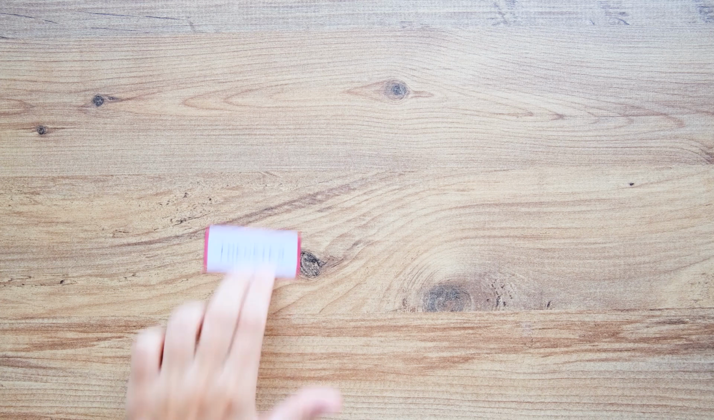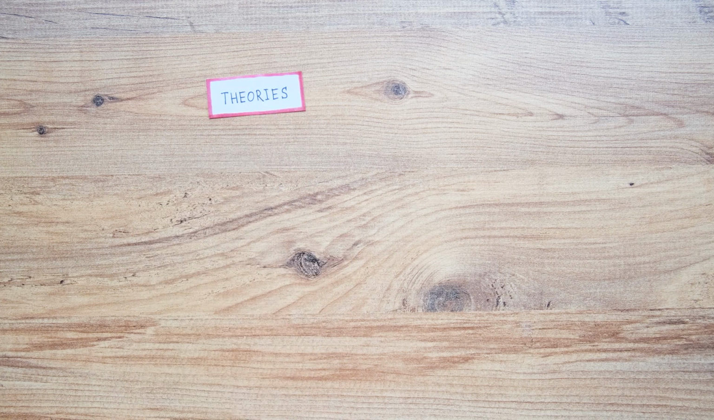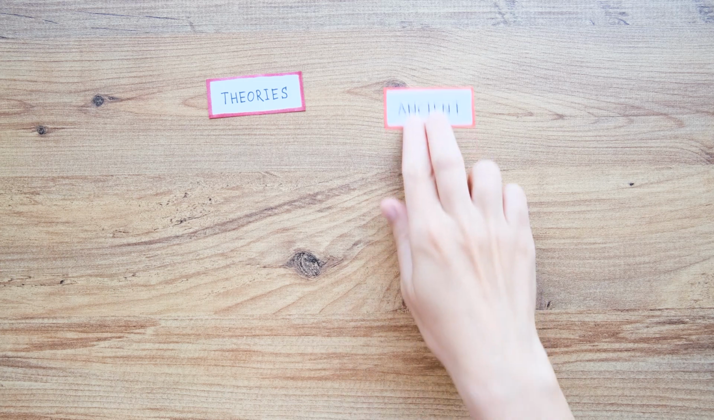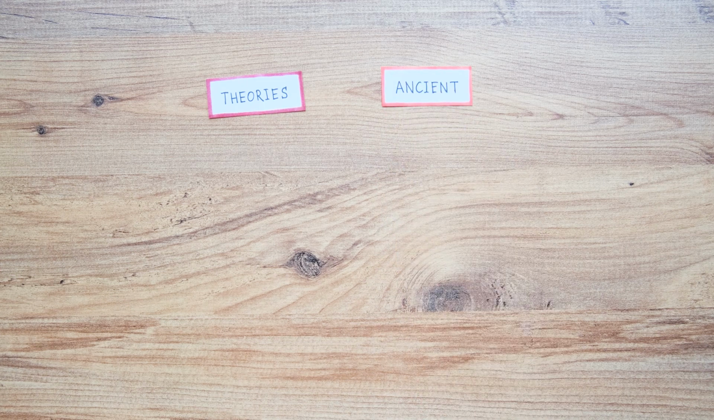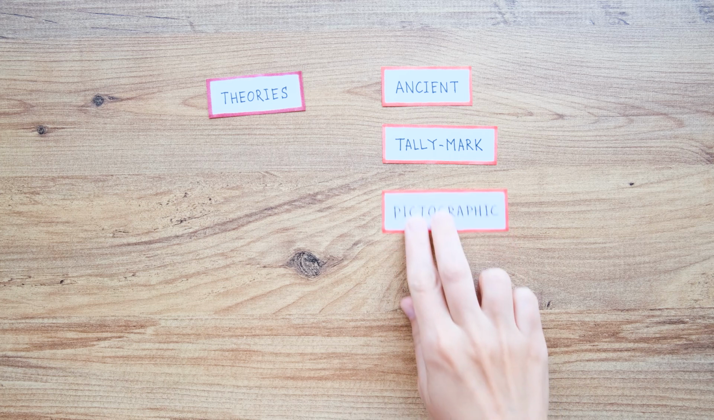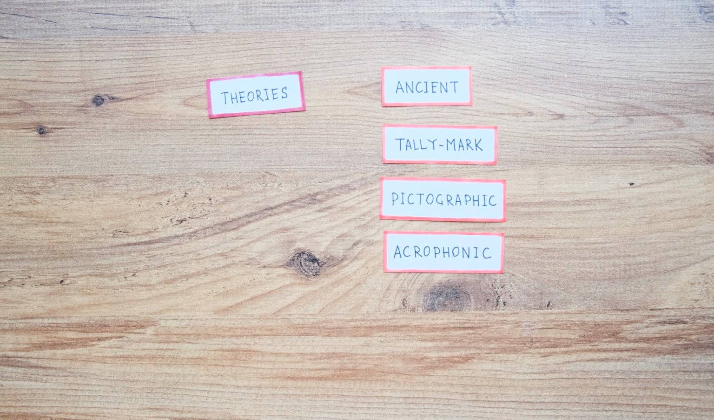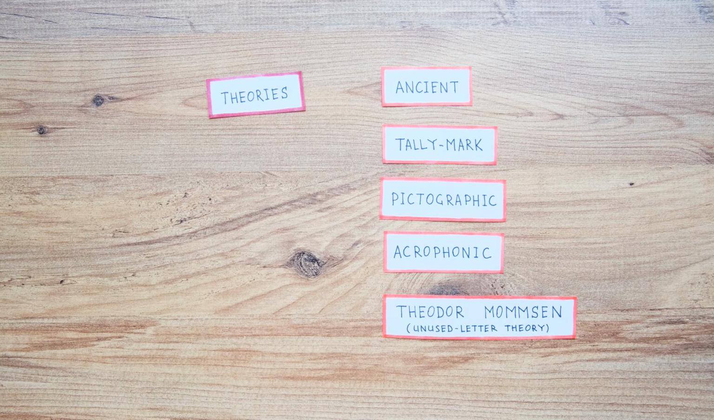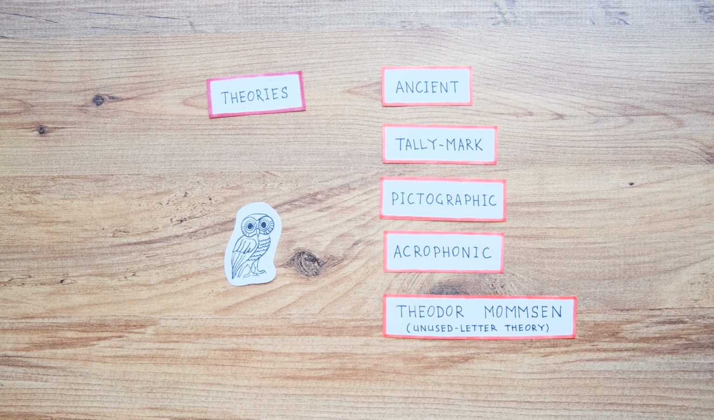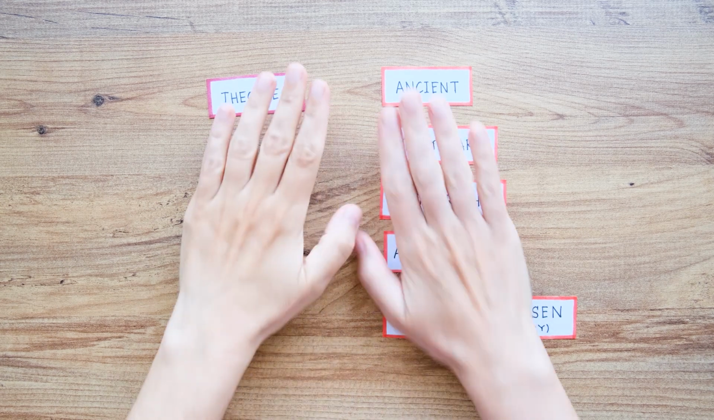Hello, I am Maria, and let's go to the theories. There are several explanations, or better to say theories, about the origin of these Latin numerals. So we have some ancient discussions of Latin numerals, tally mark theory, pictographic theory, acrophonic theory, and the theory by Theodor Mommsen. Some of them are more convincing, some less. Some sound completely strange, but all of them have their inner logic. And I found that following the authors' explanations is quite interesting.